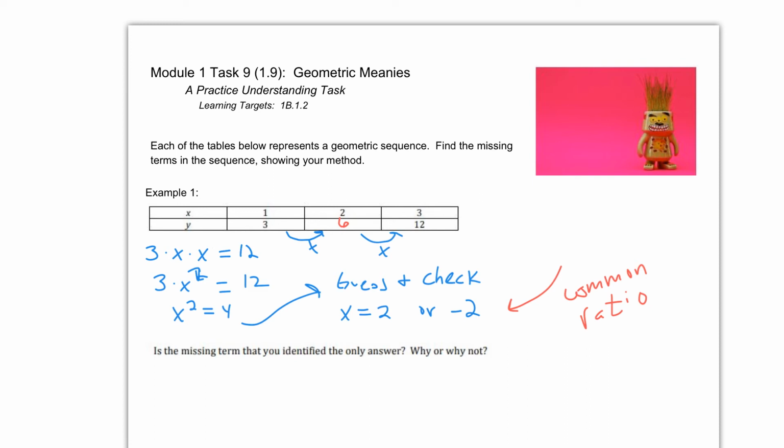Now, if you look at the second part here, it also says, is the missing term that you identified the only answer, why or why not? And it's not, because remember, we said that we could have 2 or negative 2 be raised to the second power to get 4. So we can also list down another possibility. So here we can say, no, there are 2 answers.